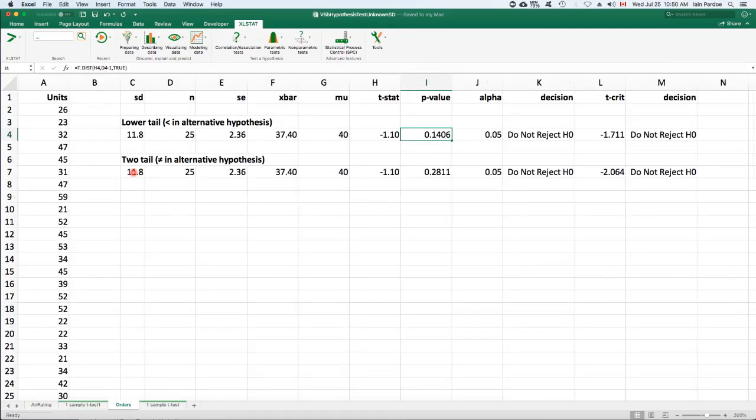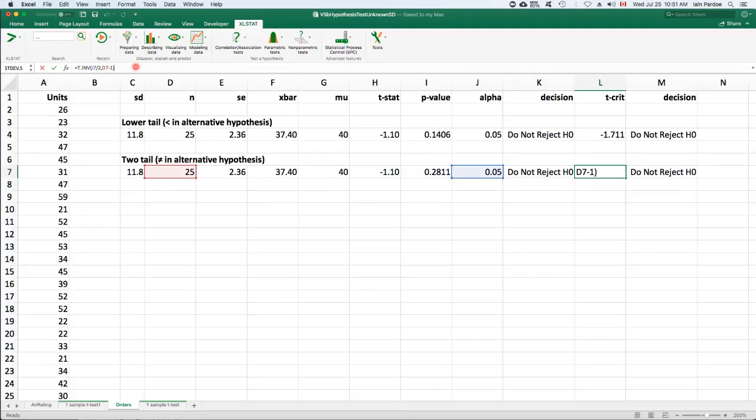Finally, if we did a two-tail test here, all these numbers are the same. First number that's different is the p-value. Because it's a two-tail test, it will be twice the one-tail p-value. And we can calculate it using this T.DIST.2T function. Alpha 0.05, decision rule: if the p-value is less than alpha, reject the null. It's not in this case, so we fail to reject the null.